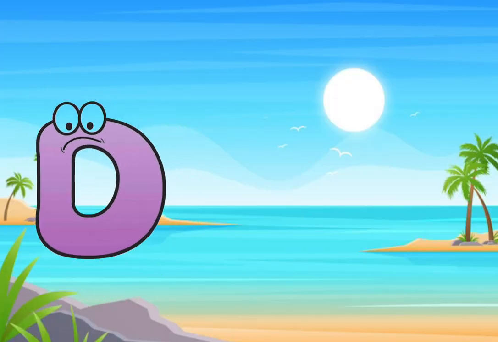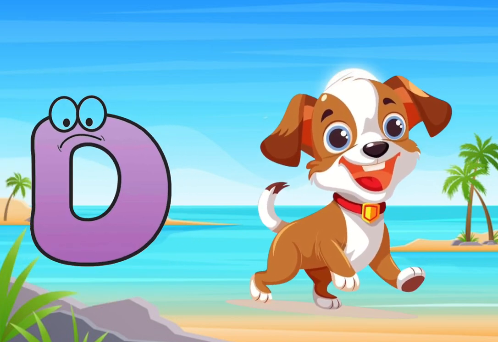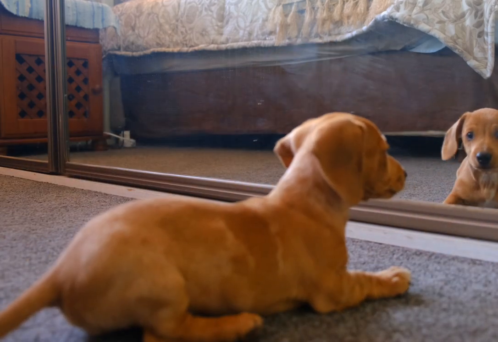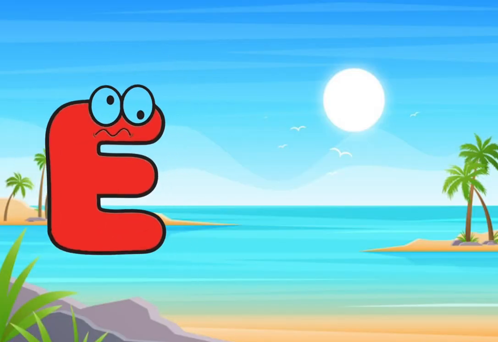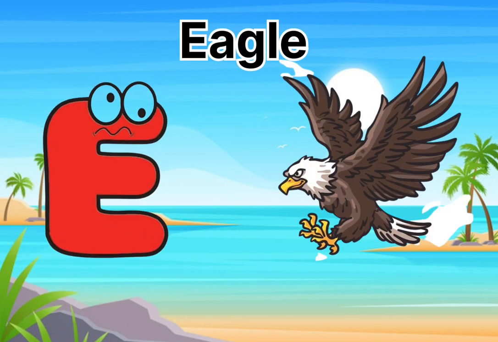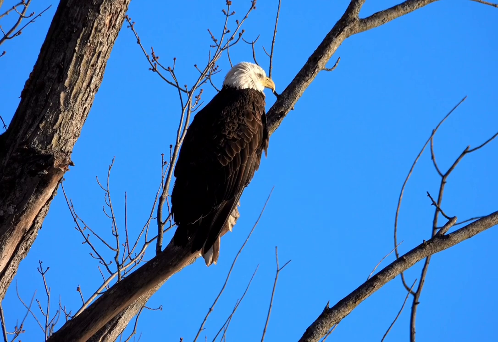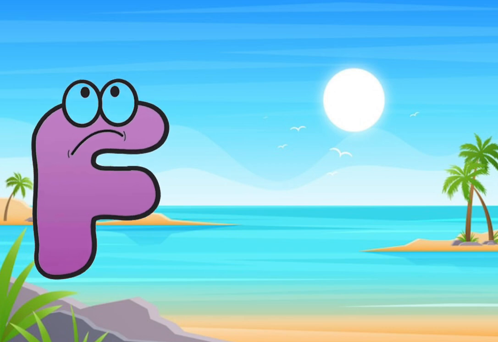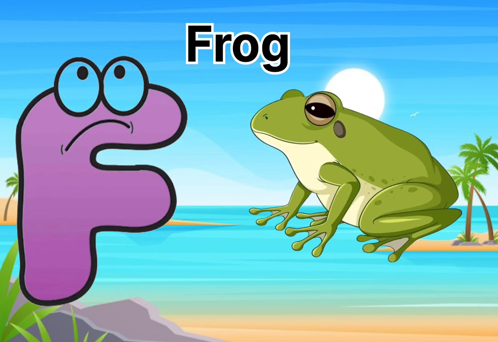D, letter D. D for dog. E, letter E. E for eagle. F, letter F. F for frog.